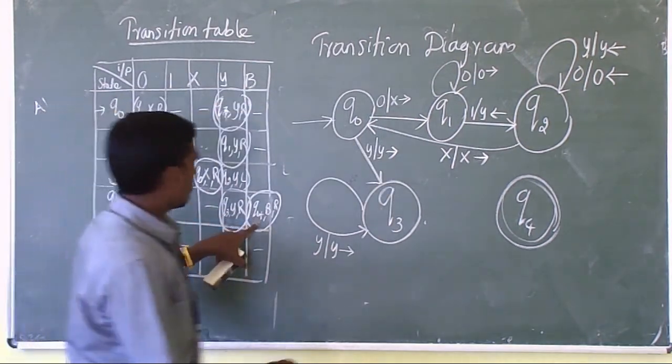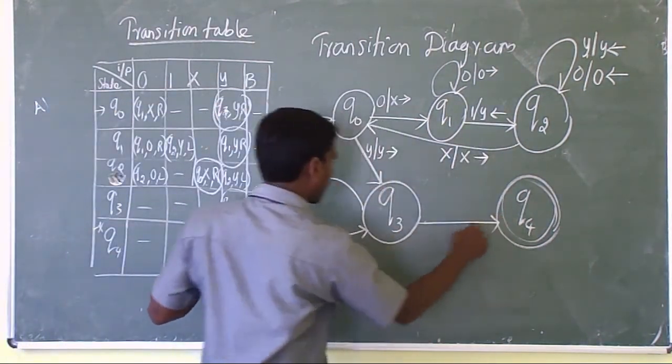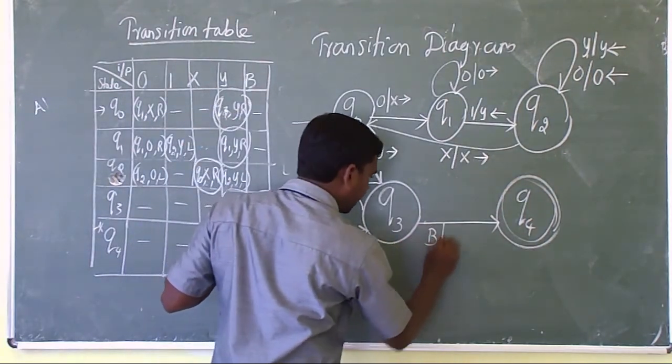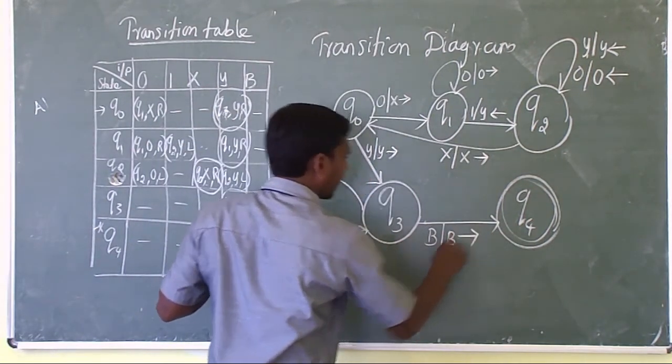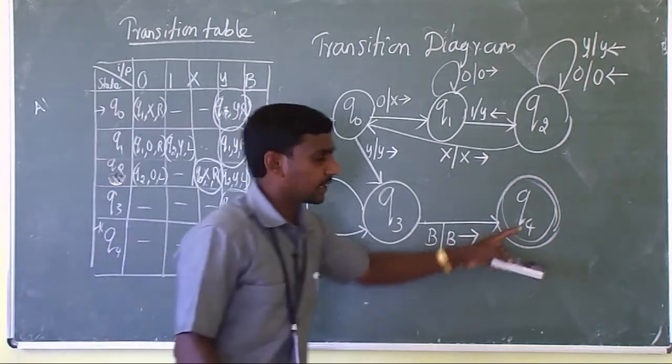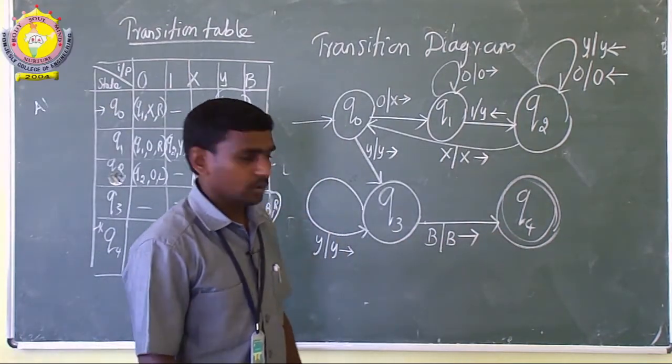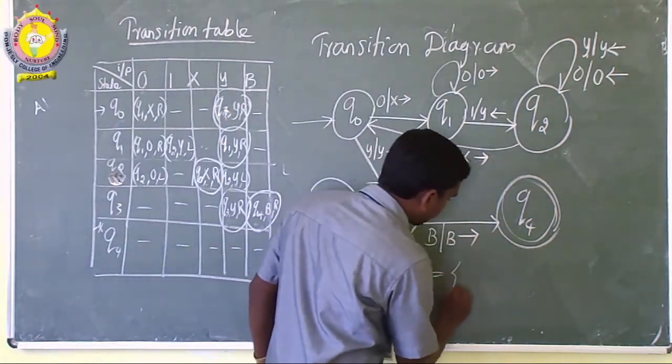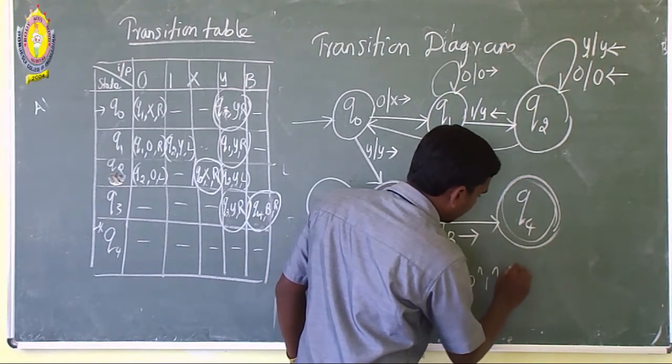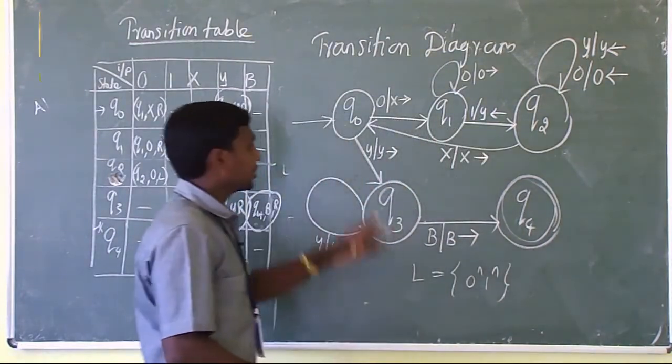Now Q3 b. Okay, it goes to Q4, so Q4, and b is replaced by b, and direction is right side. Okay, so now it reaches the accepting state. Fine. So the language L equal to 0 power n, 1 power n is accepted by the Turing machine like this. Clear?